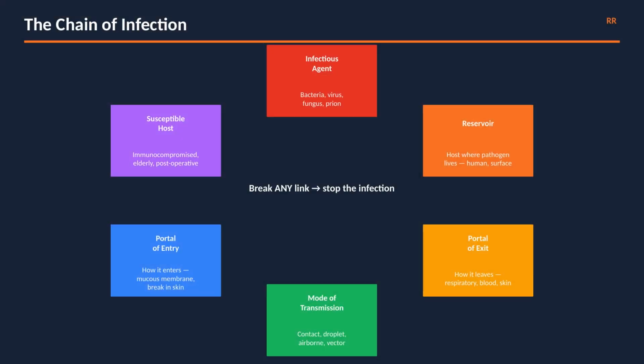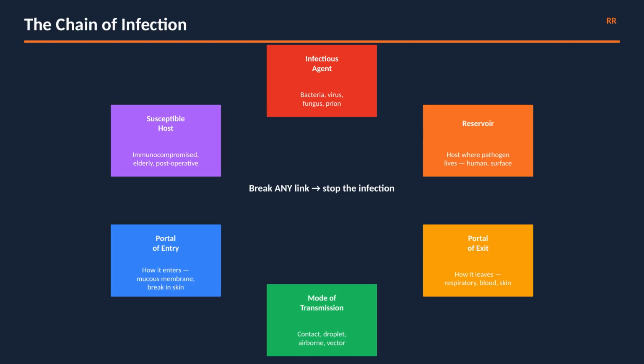Let's cover it. Every infection requires 6 links in a chain. Break any link and you prevent the infection. The infectious agent: bacteria, virus, or fungus. The reservoir, where the pathogen lives, often the patient. The portal of exit, how it leaves the reservoir: sneezing, coughing, open wounds, bodily fluids.